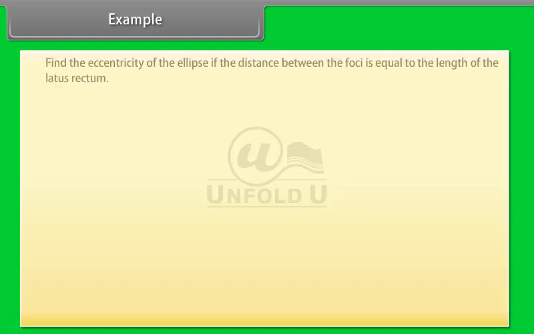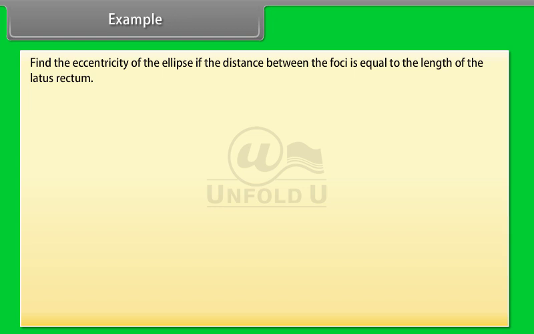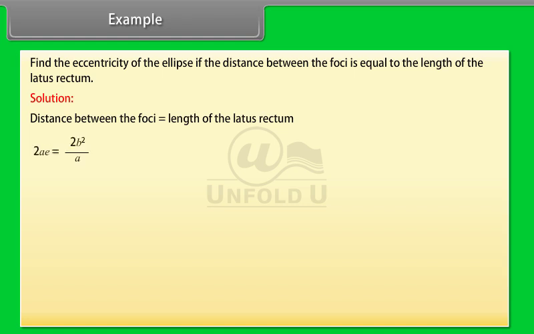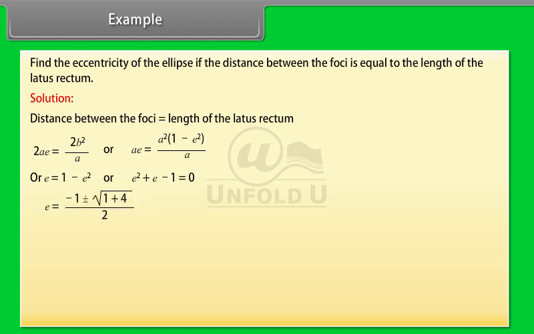Example. Find the eccentricity of the ellipse if the distance between the foci is equal to the length of the latus rectum. Solution. Distance between the foci is equal to the length of the latus rectum. 2ae is equal to 2b square upon a, or ae is equal to a square into (1 minus e square) upon a, or e is equal to 1 minus e square, or e square plus e minus 1 is equal to 0. e is equal to (minus 1 plus or minus under root 1 plus 4) upon 2, which is equal to (minus 1 plus or minus under root 5) upon 2.